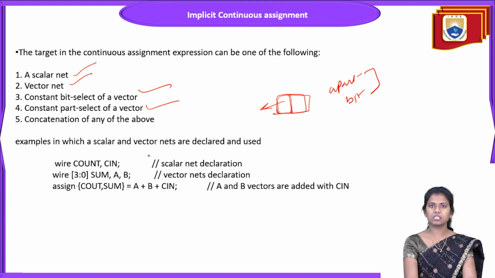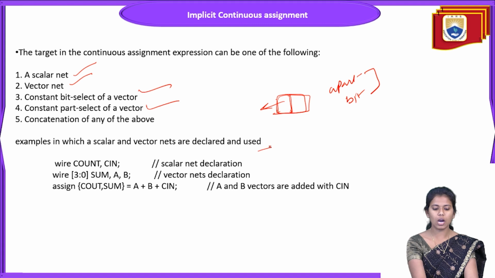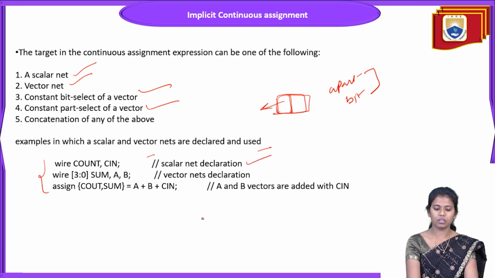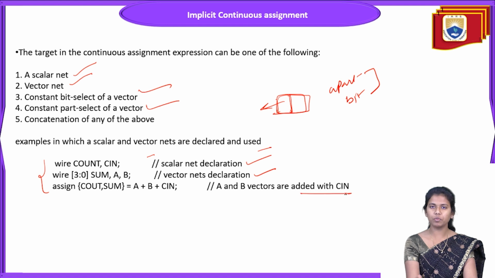Next, an example in which scalars and vectors are declared and used. So how the scalar and vector nets are declared and how they are used. This is an example we can see here. Wire count, Cin, that is a scalar net declaration, and wire [3:0] sum, A, B is a vector net declaration, and assign {count, sum} equals the concatenation A plus B plus Cin. A and B vectors are added with Cin.